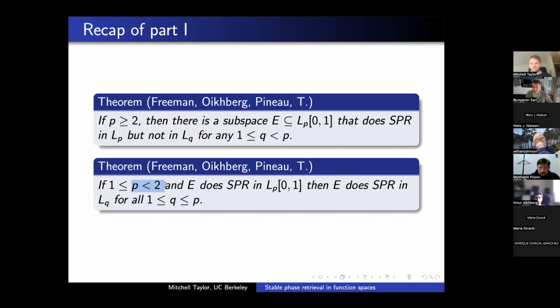Okay, any others? Mitch, maybe the answer is obvious, I'm not sure. What does it mean to say that in L_p for p different from 2, a subspace has stable phase retrieval after applying a space isometry?